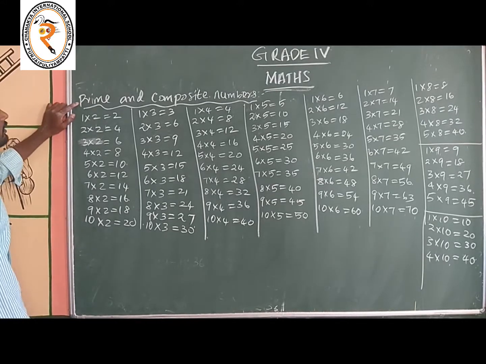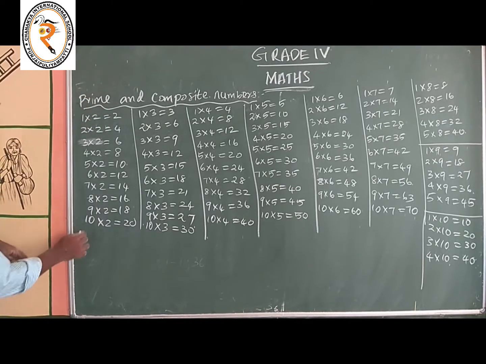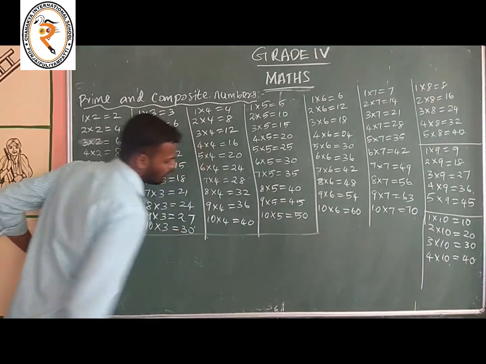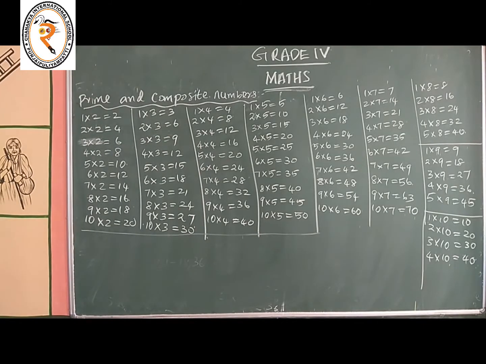Prime number and composite number. Which is the prime number? Which is the composite number? The first number, 1. 1 is neither a prime nor a composite number.